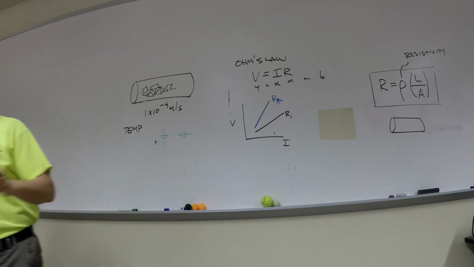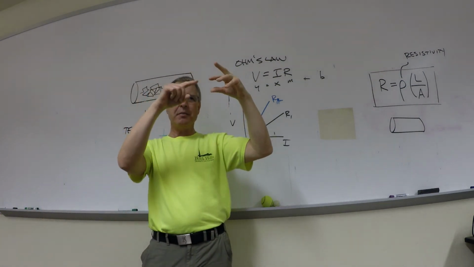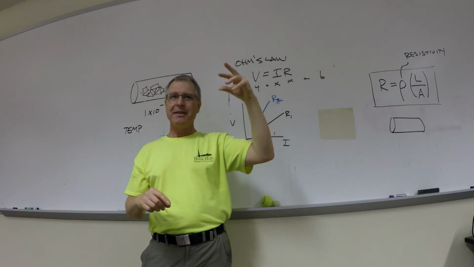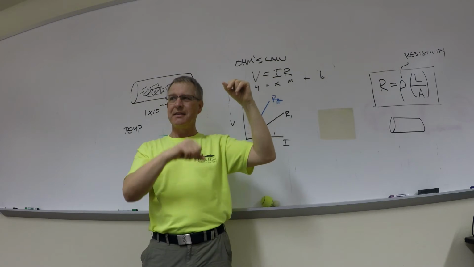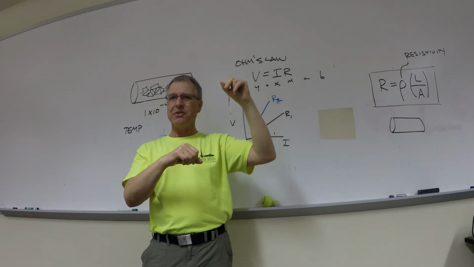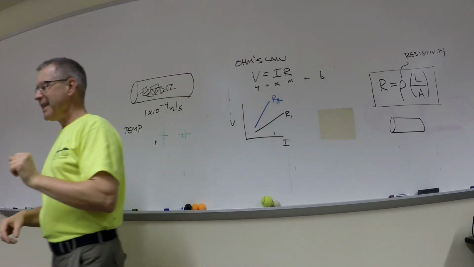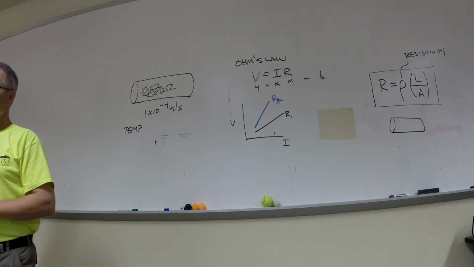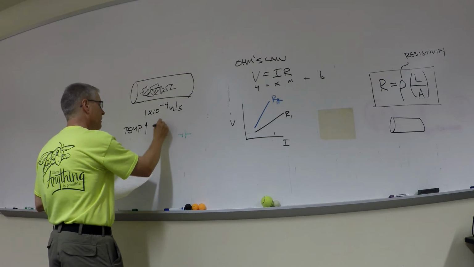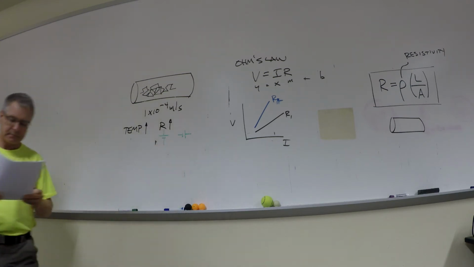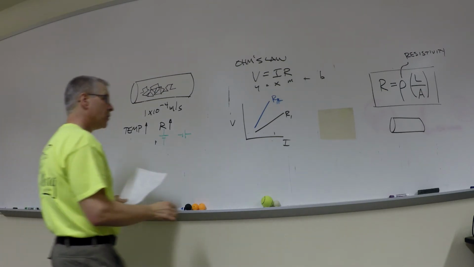So here's a bunch of my little particles. It's really cold, so they're barely moving. Here's this guy trying to make its way through. Oh, there, I snuck through. Now we heat him up, and this guy tries to make its way through. Do you get more or less collisions? These are moving faster, you're going to get more collisions. So if I heat this up, what happens to my resistance? It goes up. Let's look back at Ohm's law.